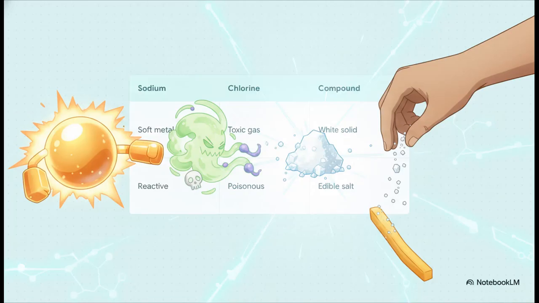Magic happens. That is exactly what happens. Sodium and chlorine combine chemically in a fixed ratio to create sodium chloride, which you probably know way better as table salt. Yes, I'm serious. The delicious, completely harmless white crystals you sprinkle on your French fries are made entirely from an explosive metal and a toxic gas. The properties of the final compound are completely, radically different from the elements that make it up. It is the ultimate bait and switch of chemistry.